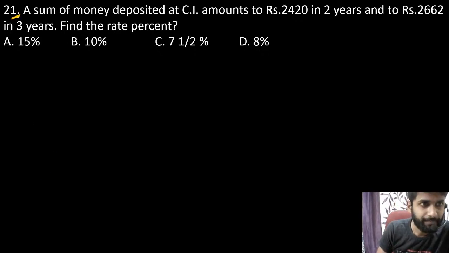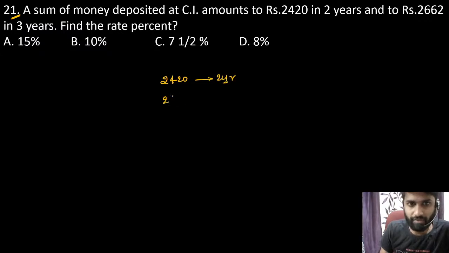Next, the 21st question. A sum of money deposited at compound interest amounts to 2,420 in 2 years and 2,662 in 3 years. Find the rate of interest. See, the amount becomes 2,420 in 2 years, and 2,662 in 3 years. Then what is the rate of interest?